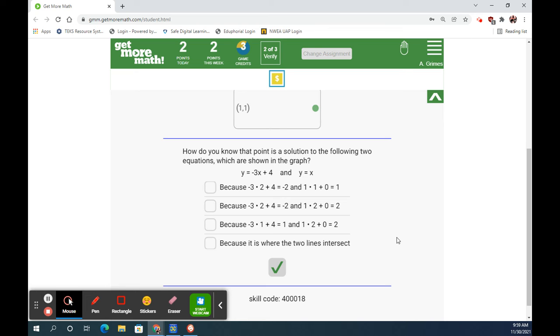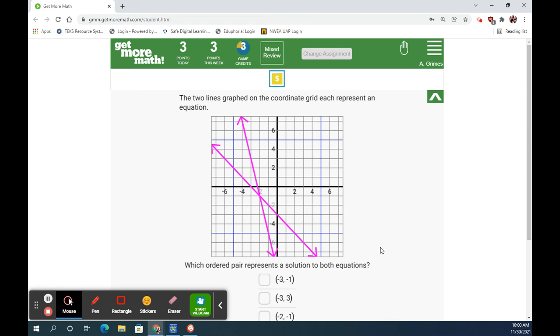So here's the deal. Because 3 times 1, it should be 3 times 1. Okay, here we go. The third one, because 3 times 1 plus 4 is equal to 1. Is that true? What's 3 times 1? Y'all don't know that. 3. 3 plus 4 is equal to 7. That's not true. So sometimes it's going to be because it is where the two lines intersect. Because none of these is true. It should always equal 1 and 1. And you better look through them because they'll say it's equal to 1, but it's not true.